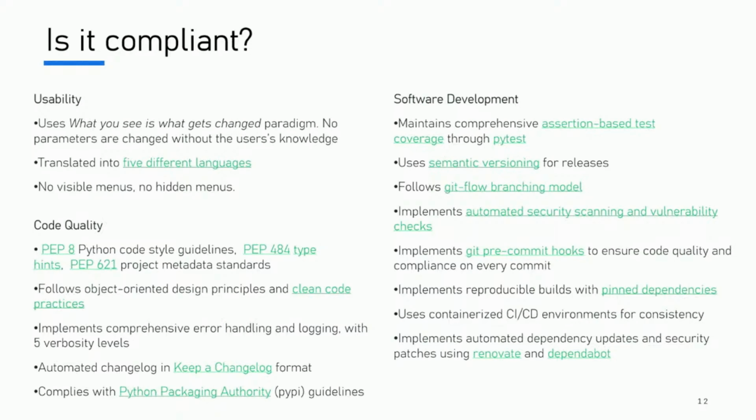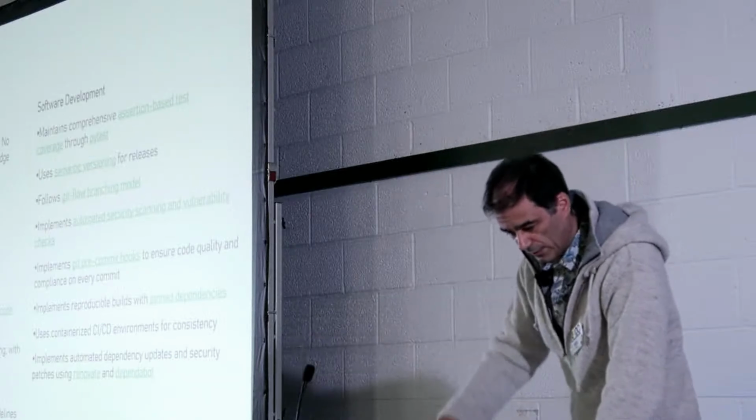From the code quality perspective, it follows the PEP 8 coding style guide, PEP 484 type hints, and all that annoying, boring stuff. It has logging with 5 different logging levels, from debug to info, critical, fatal, and all that stuff.